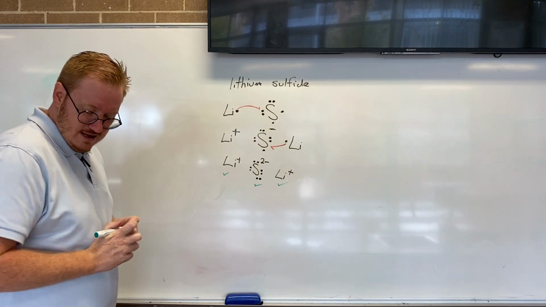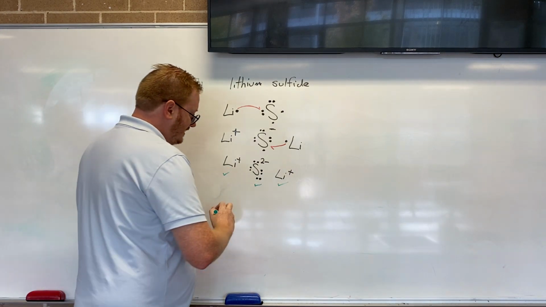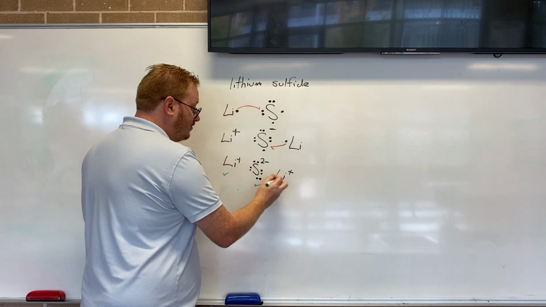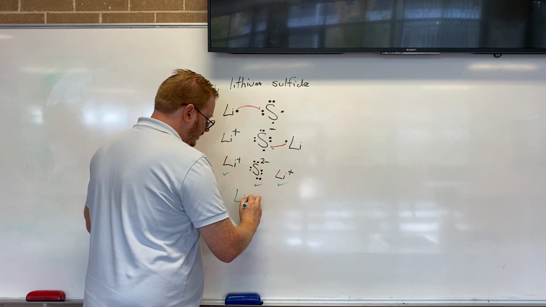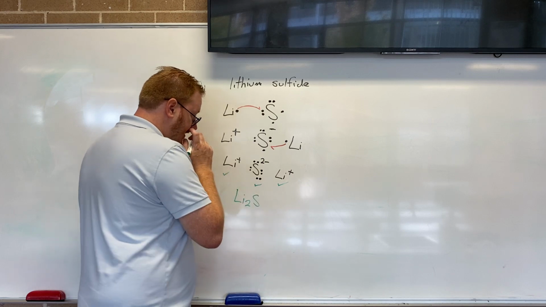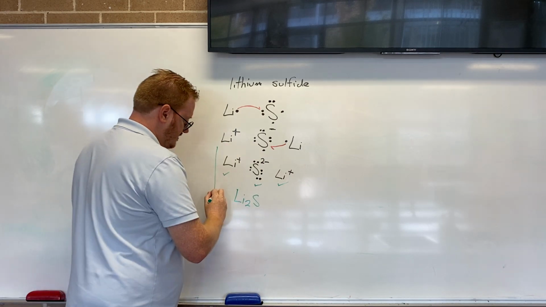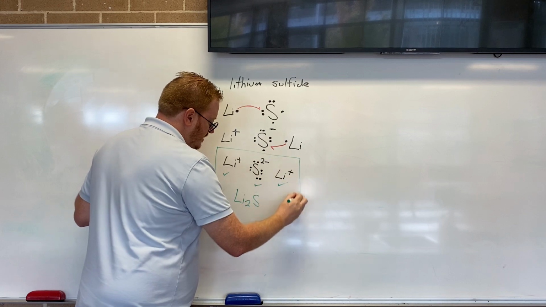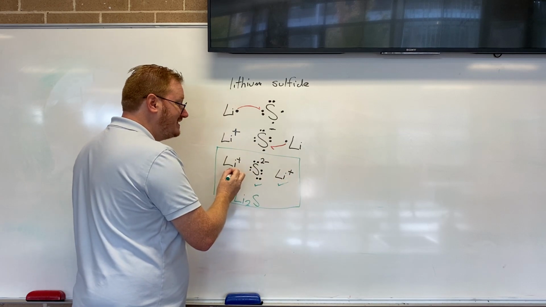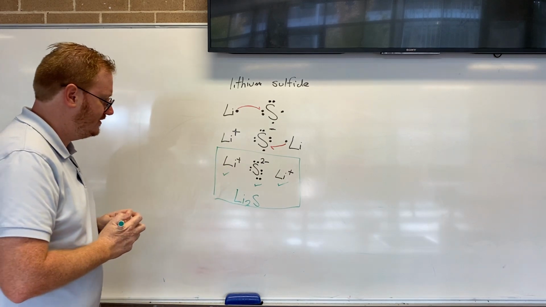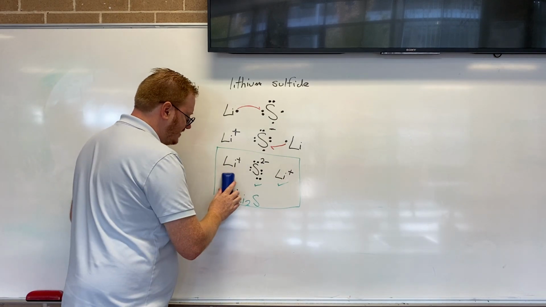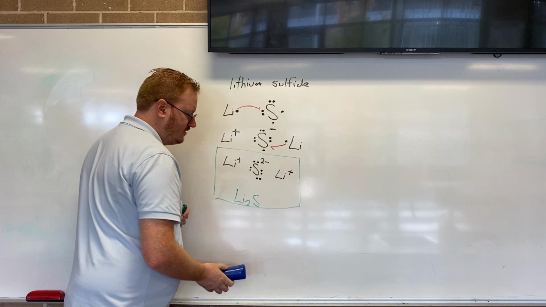Everything's stable. So our formula for lithium sulfide, we need 2 lithiums for 1 sulfide. So it's Li lowercase 2 S. And that's the formula. This is the electron dot diagram for lithium sulfide, minus the ticks there that I've used to check myself. Okay.